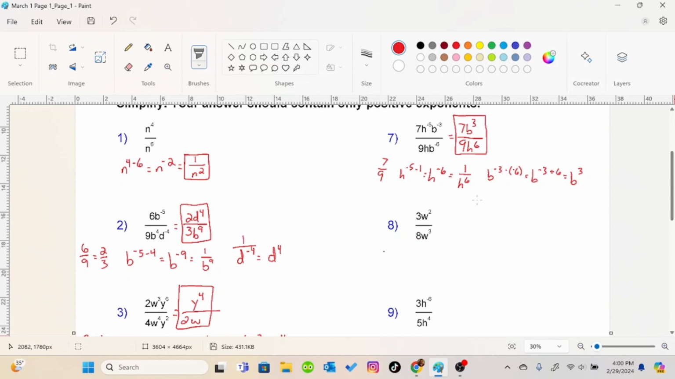For number 8, on the number portion, we have 3 over 8. For w, we have 2 on the top minus 3 on the bottom. 2 minus 3 is negative 1. And to make this a positive exponent, we have 1 over w. So now we put them together. On top, we just have 3. And on the bottom, we have 8w. And that's our final answer.